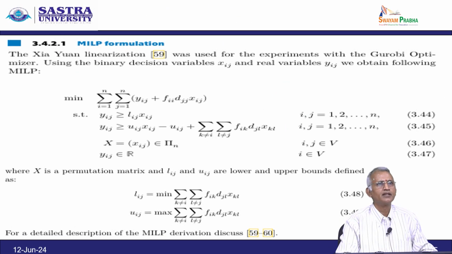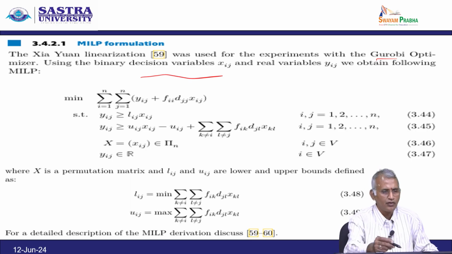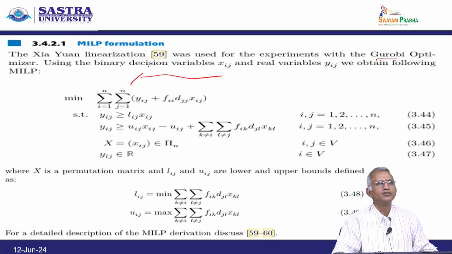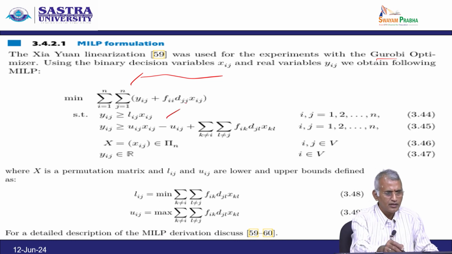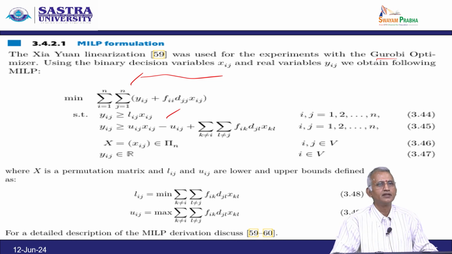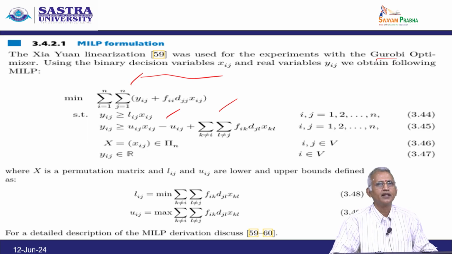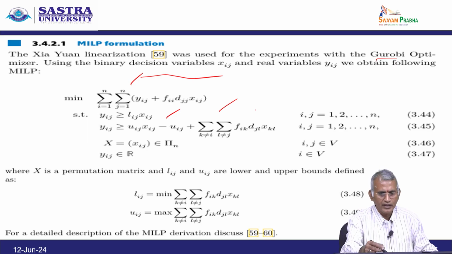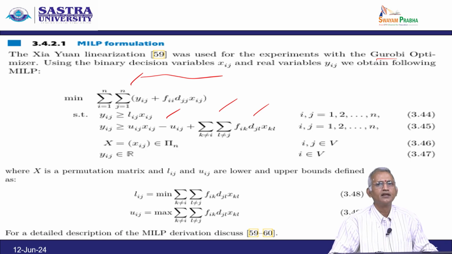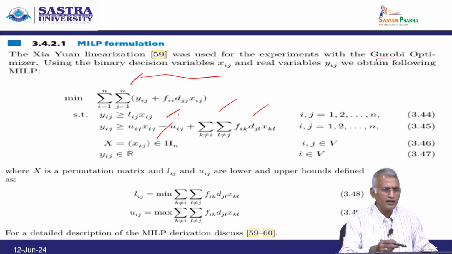Now, for the MILP formulation, Zhou-Yuan linearization was used for the experiment with the Gurobi optimizer. Using the binary decision variables x_ij and the real variable y_ij, we obtain the following: minimum of summation i equal to 1 to n, j equal to 1 to n of y_ij plus f_ii d_jj x_ii, such that y_ij greater than or equal to l_ij into x_ij, y_ij greater than or equal to u_ij into x_ij minus u_ij plus summation k not equal to i, summation l not equal to j of f_ik d_jl x_kl, where i and j vary from 1 to n, and x equal to x_ij in the set of n×n and y_ij in R.